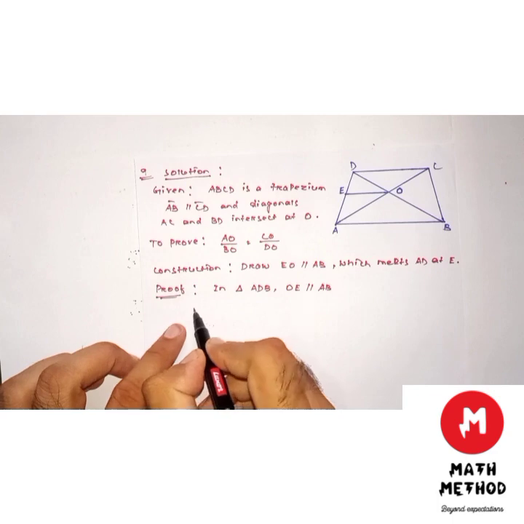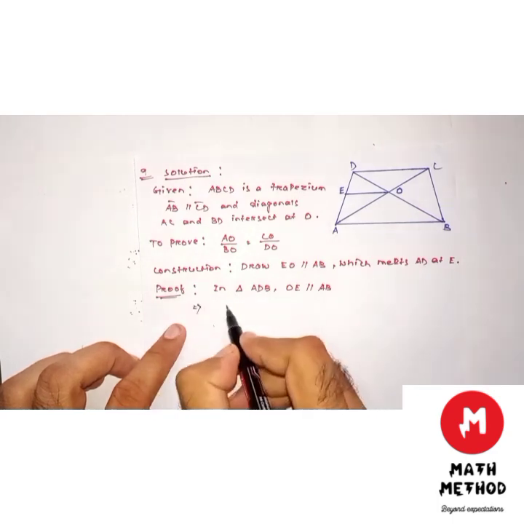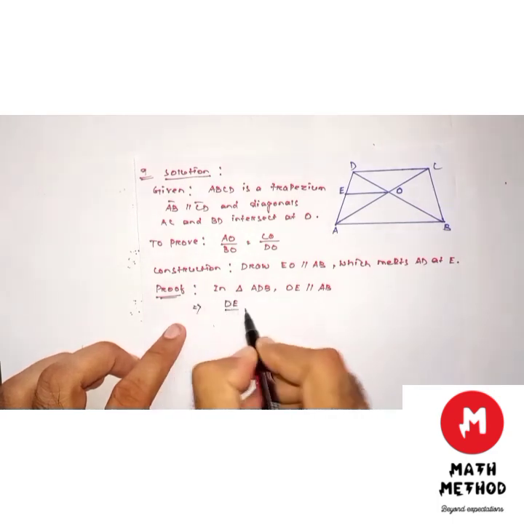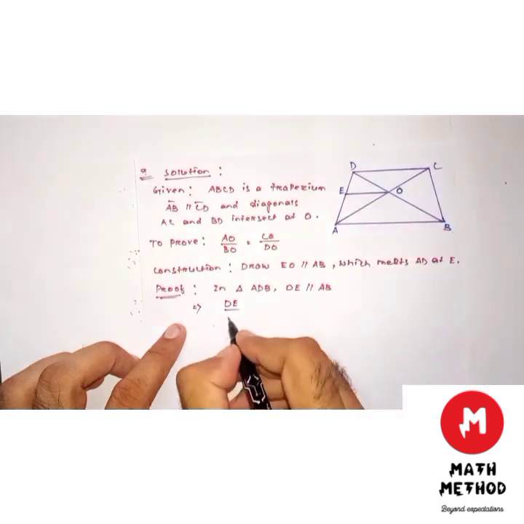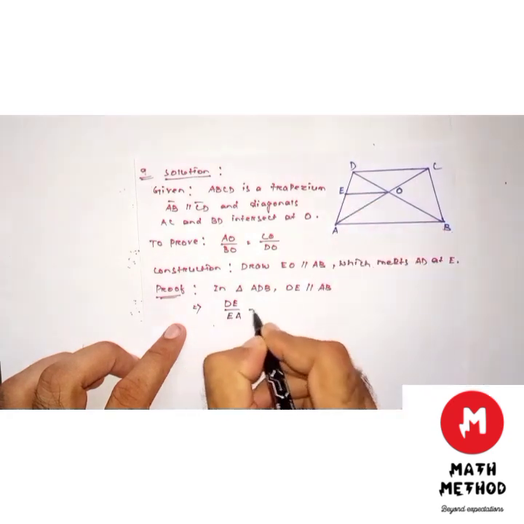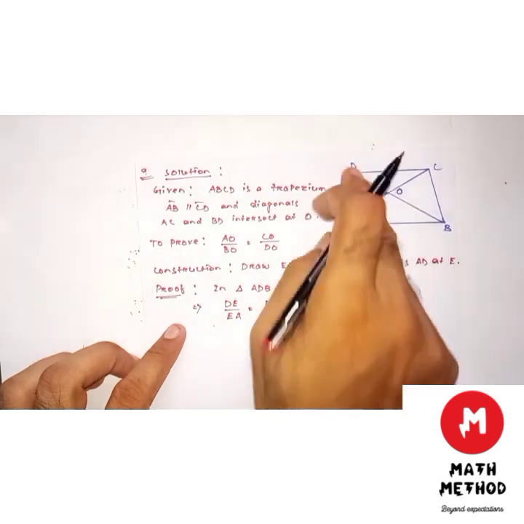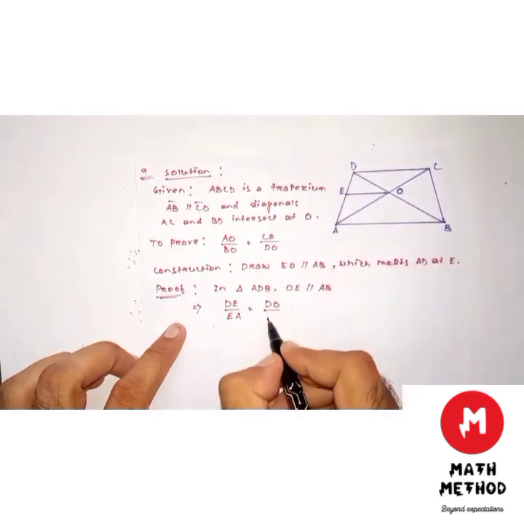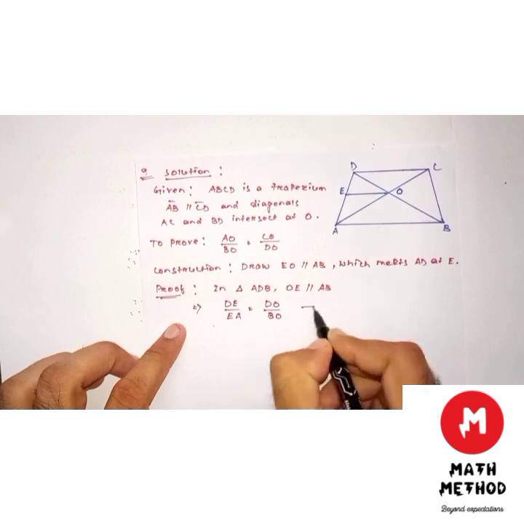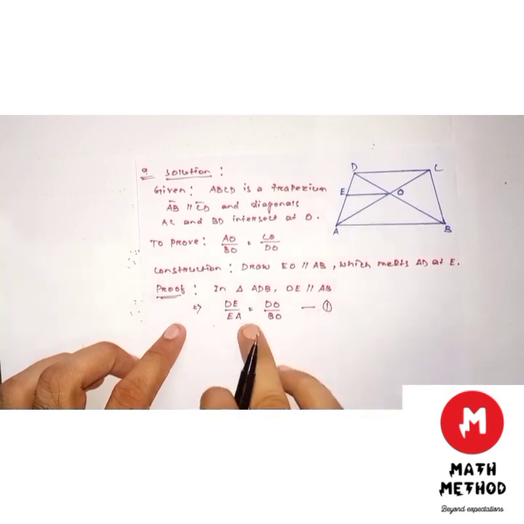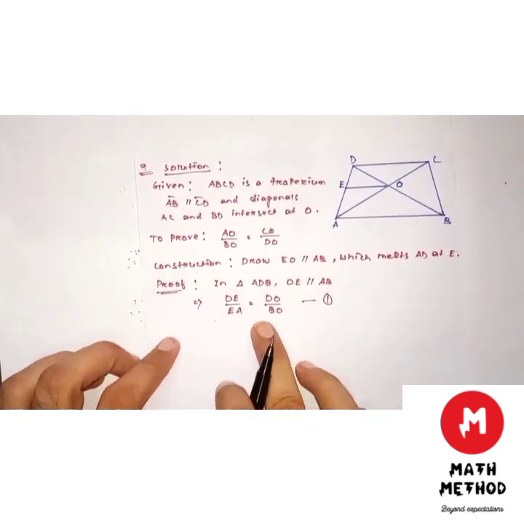Now, according to Thales' theorem, DE upon EA will be equal to DO upon OB, or BO. This is our equation 1. We got it from Thales' theorem, that is, the basic proportionality theorem.